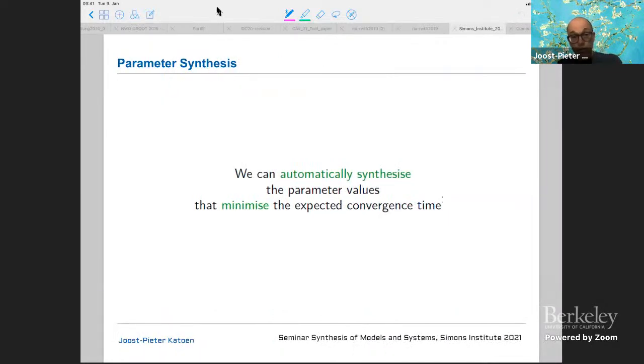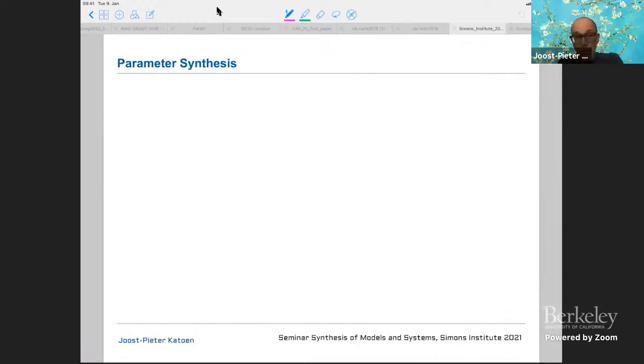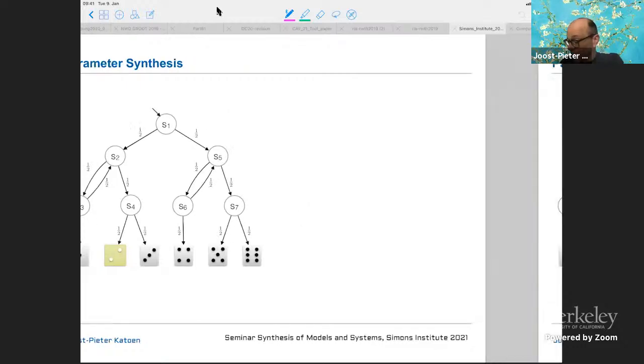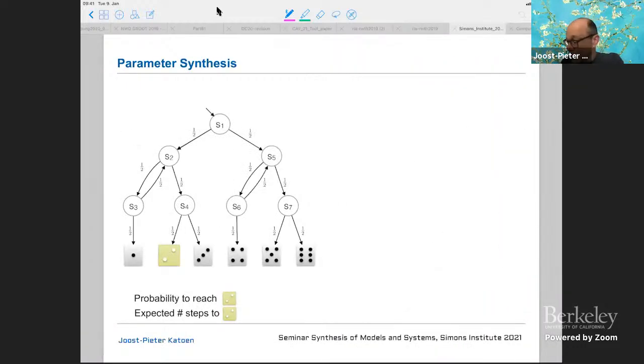So you can automate this process and you can automatically synthesize the parameter values that minimize the expected convergence time in these algorithms. But probably we would like to do more. The instance I just showed you is an instance of parameter synthesis where you have a probabilistic model like the Markov chain on the left. And in the Markov chain, you're typically interested in the probability to reach a certain target state, like for instance this state. Or you're interested in what is the expected number of steps to end up in that target state.